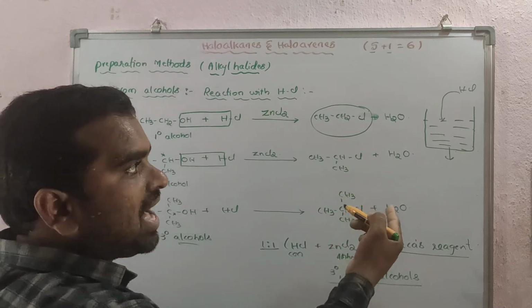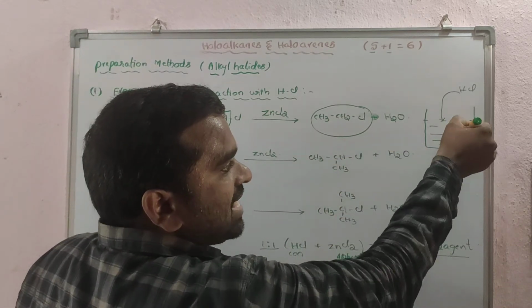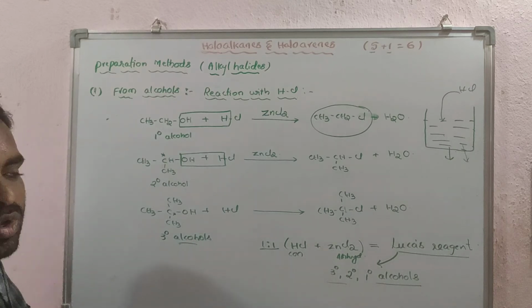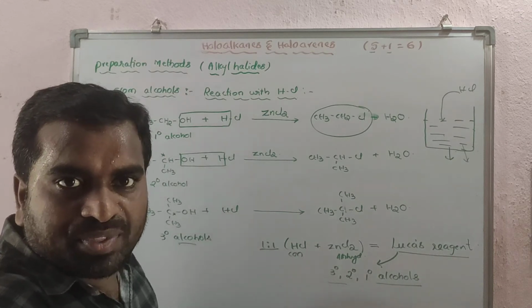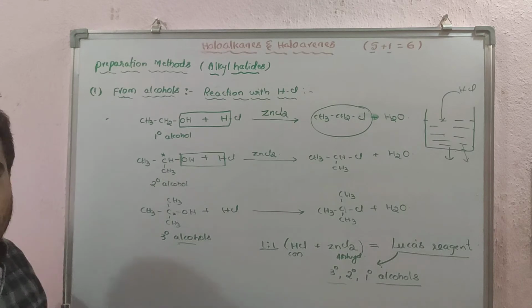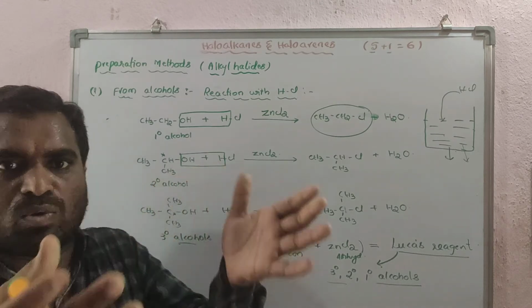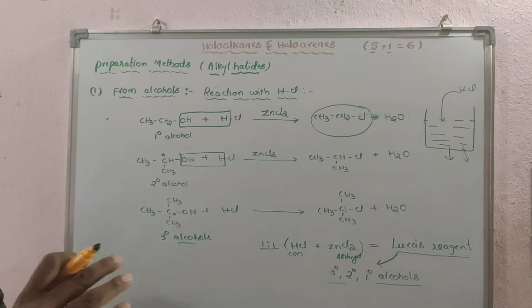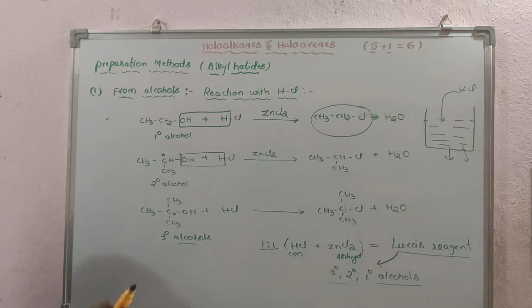Alkyl halides are less soluble in this reaction mixture. Less soluble means you will get turbidity. Turbidity means, simple example, take water. If you take pure water, it is very transparent, very clear.